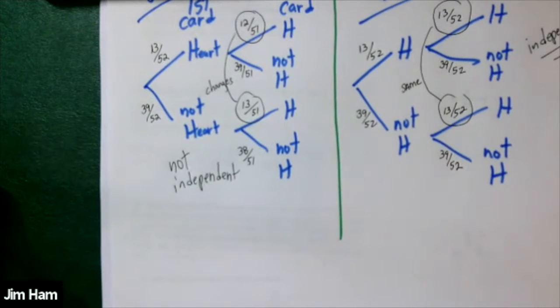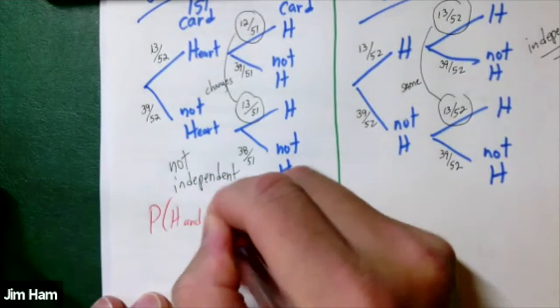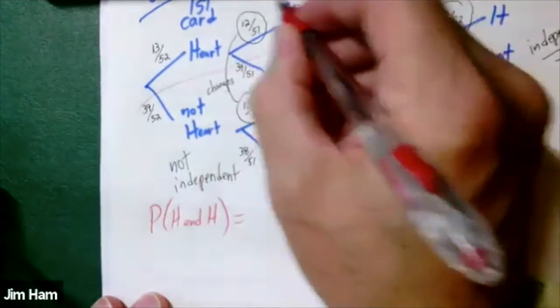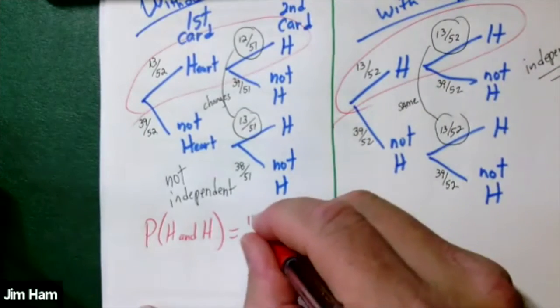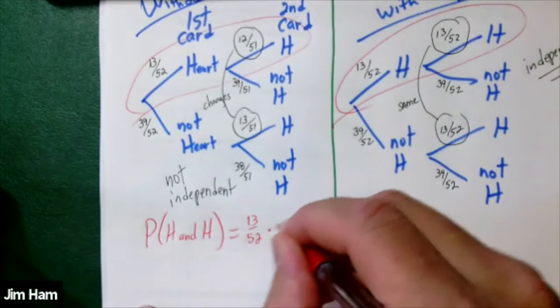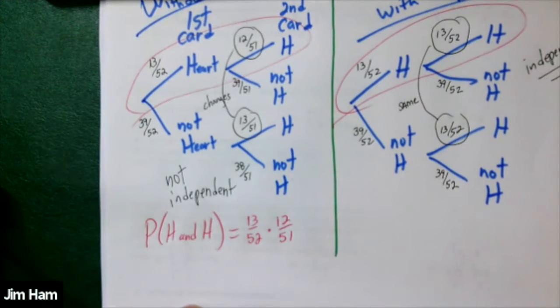And I'll just calculate the probabilities, and you can see that they are slightly different. In the first one, the probability of a heart and a heart, you're going to multiply the probabilities along the heart-heart branch. And so you have 13 over 52 times 12 over 51. And then you can simplify that.